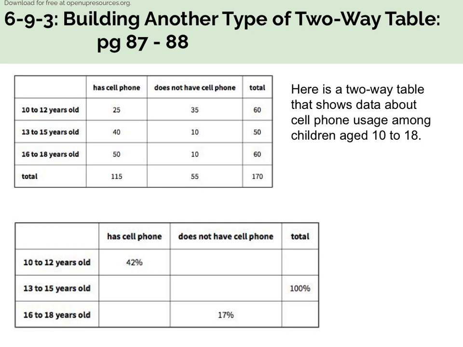So on page 87 is the two-way table. Actually, it's still called a two-way table, even though it has more information. And then on page 88 is where we're going to fill in. So here's a two-way table that shows the data about cell phone usage among children aged 10 to 18. And what we're going to do is fill in this table down here as far as percentages and figure out what it is.